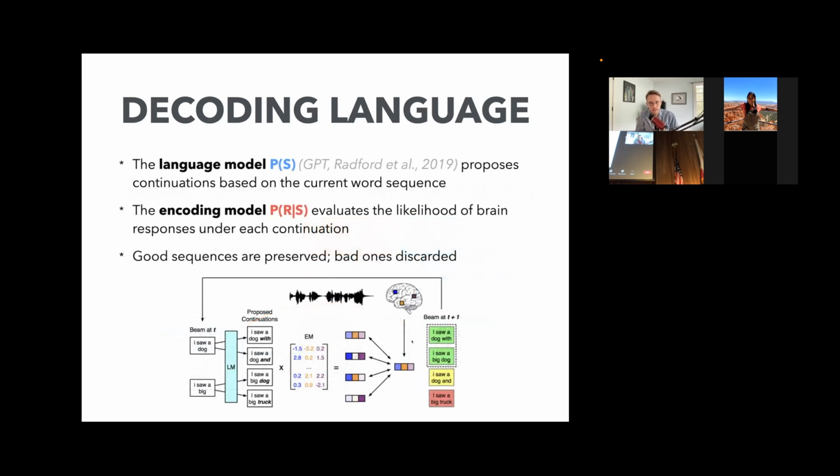This is kind of a detail of how we do this. I'm just going to skip this. This is not actually super important, but the basic idea is this thing that I just said. We guess word sequences, we evaluate using the encoding model how likely that word sequence was to cause the brain data, and we evaluate using the language model how likely that word sequence is in general. Let me show you some examples.